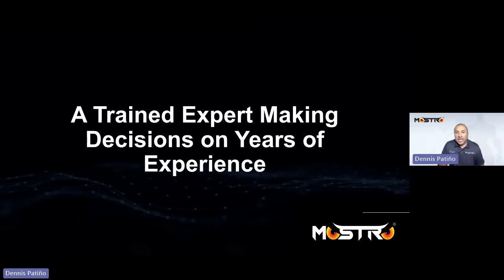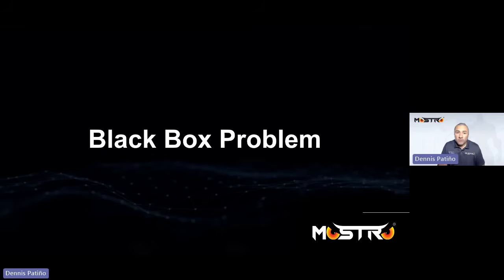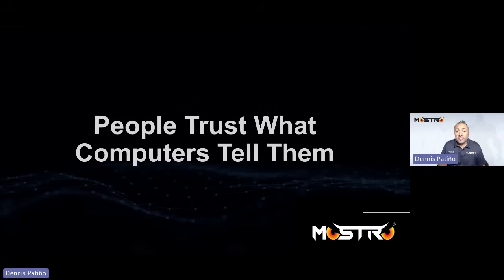A trained expert makes decisions based on years and years of experience in any field. This is where we are today. The internal workings of these models are so vast that even experts can't explain how they work or why they produce a given output. The complexity of these models often leads to a black box problem. It's difficult to understand why a model makes a particular decision, and people blindly trust what the computer chatbot tells them.